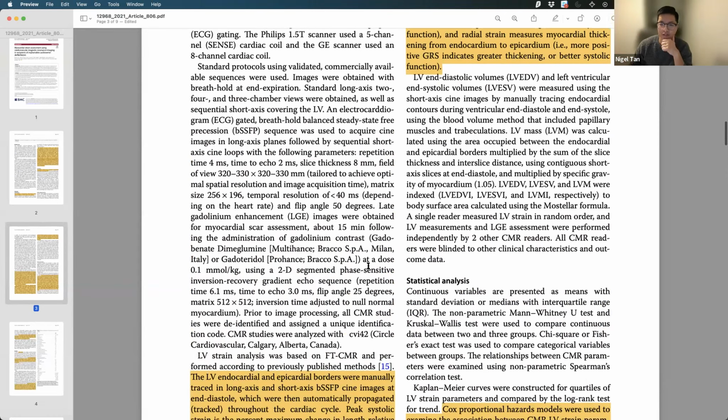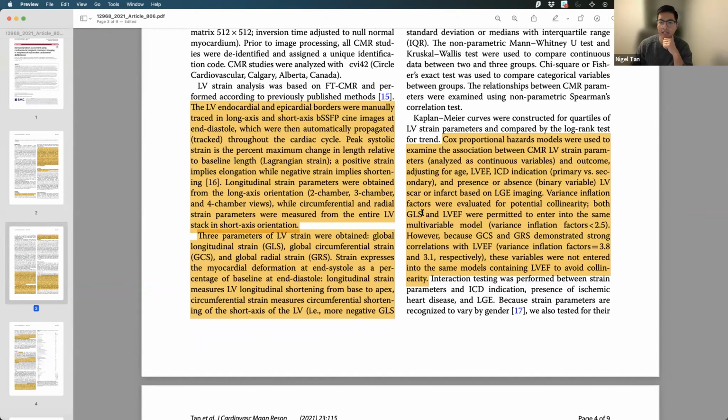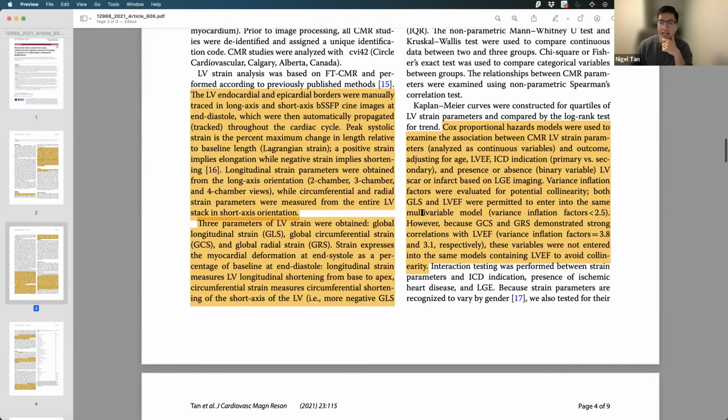In terms of our statistical analyses, again, fairly standard analyses of continuous and categorical variables with the Kruskal-Wallis and Mann-Whitney tests and chi-square and Fisher's tests. We did Kaplan-Meier curves, which I'll show you shortly.